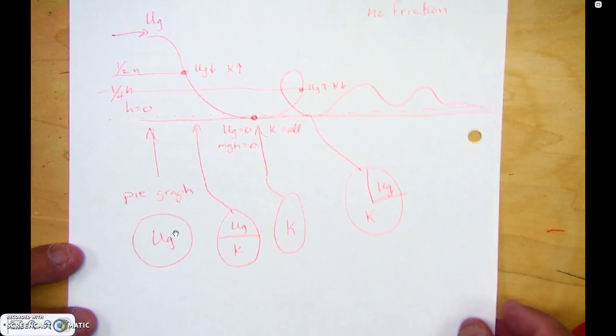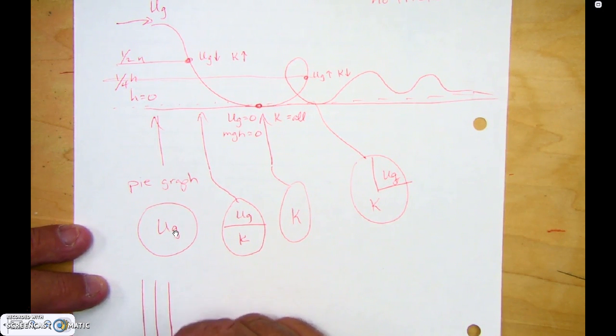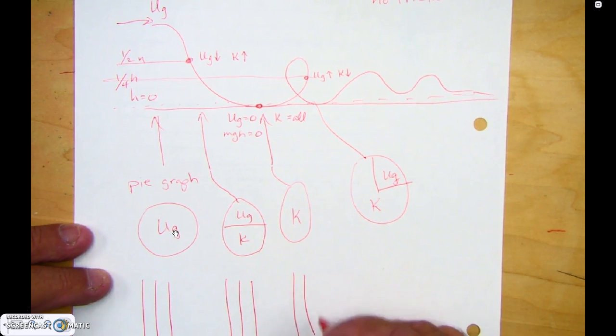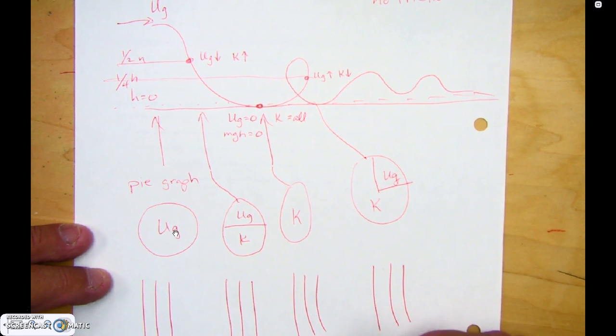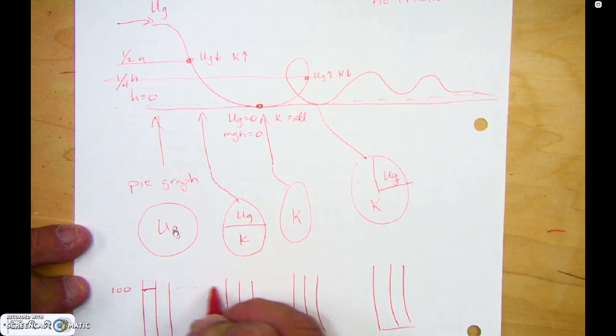Now a bar graph would look very similar in the fact that you would have this. You'd have U and K. And let's do it at each point. U and K, U and K, U and K. Well, here, and so let's say this is 100% all the way across. This would be 0% all the way across.